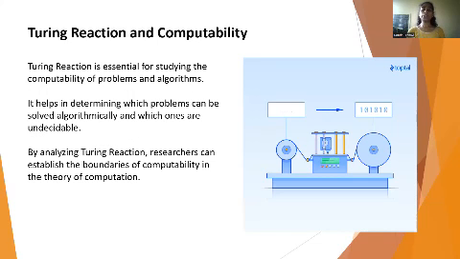Turing reaction and computability. Turing reaction is essential for studying the computability of problems and algorithms. It helps in determining which problems can be solved algorithmically and which ones are undecidable. By analyzing Turing reactions, researchers can establish the boundaries of computability in the theory of computation.